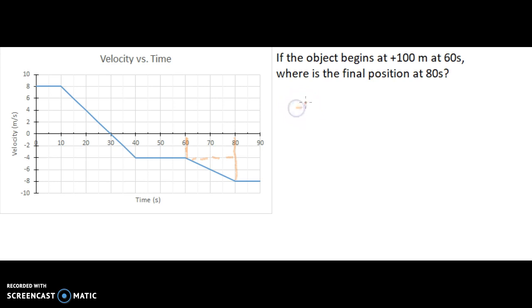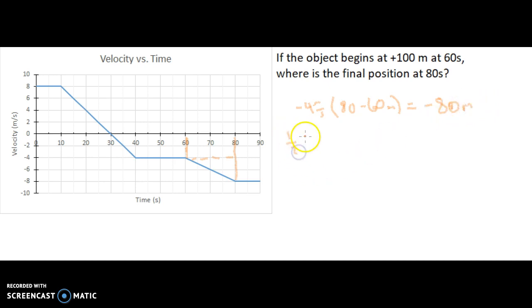So for the rectangle, we have a height of -4 meters per second times 80 seconds minus 60 seconds. That will end up giving us a value of -80 meters during that time interval.